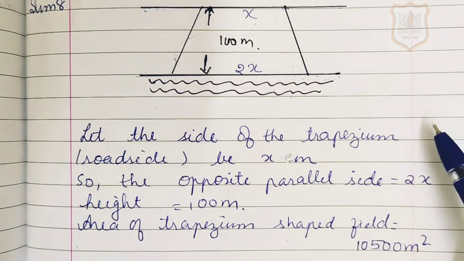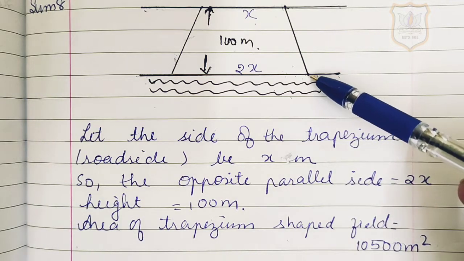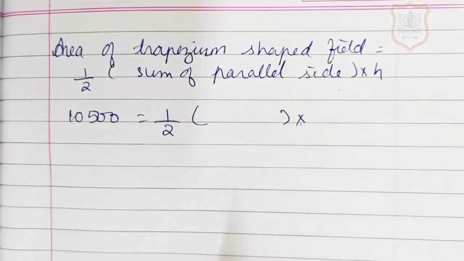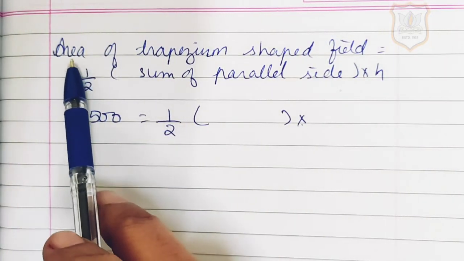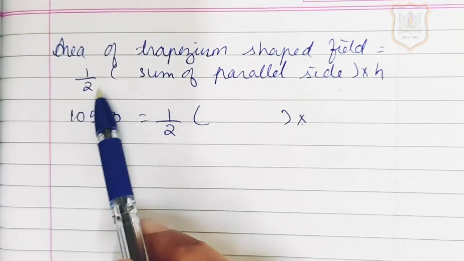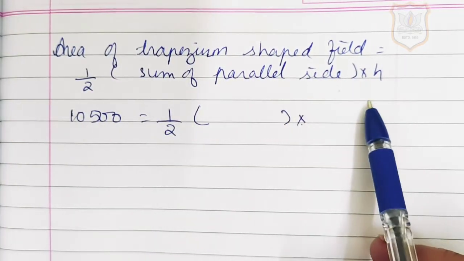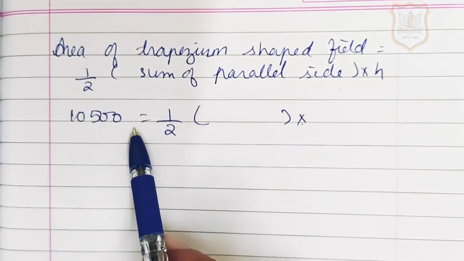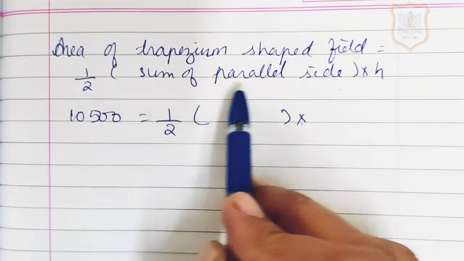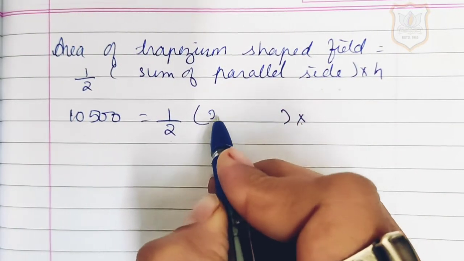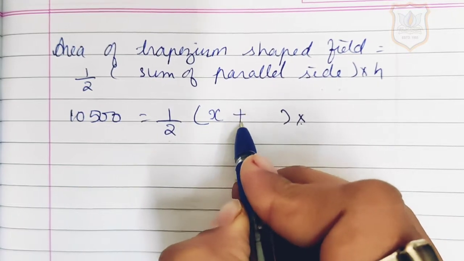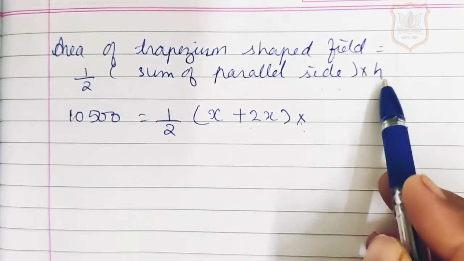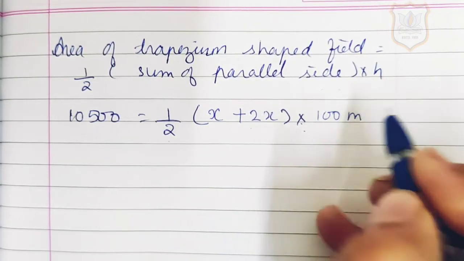Now on the basis of this information we will find out the measure of the side of the road along the river side. So we will use the formula of area of trapezium. So here we will write area of trapezium shaped field equals to half into sum of the parallel side multiplied by height. Here area of trapezium shaped field is given, that is 10,500 equals to half we will write as it is, and sum of parallel side will be x plus 2x multiplied by height is 100 meter. It's given in the question.